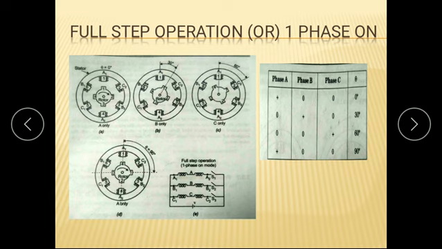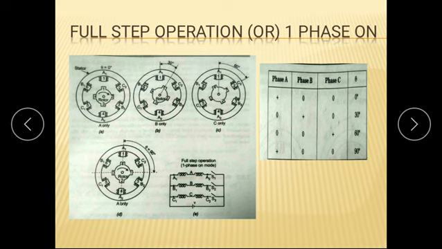Okay, now we are going to see the types of excitation of a stepper motor. What are the types? Full step operation, or one phase on, two phase on, half stepping and micro stepping. Okay, we'll see one by one. First one is one phase on, or full step operation.